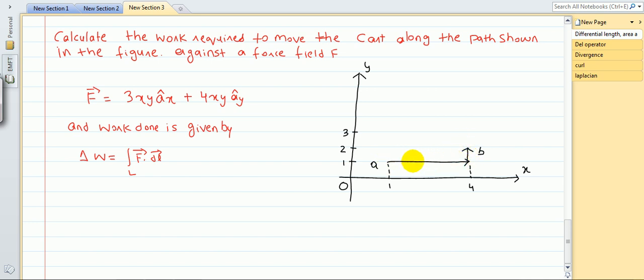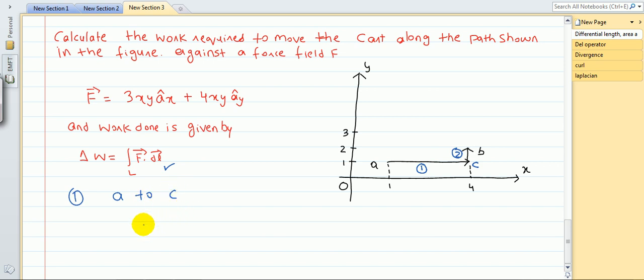So we have to evaluate this integral, that is the line integral of F dot dl. Here we are moving from A to point B, so we can break this into two parts. First is this one, and this is the second part. Suppose this point is C. So first we will do the integral for A to C, then we will do it from C to B.